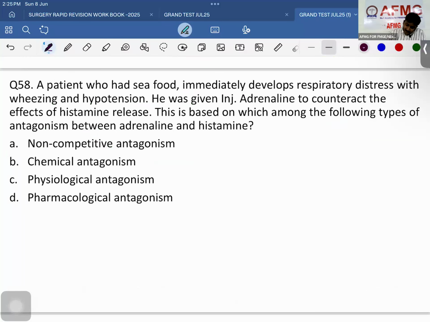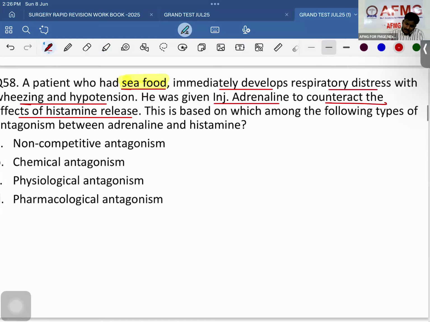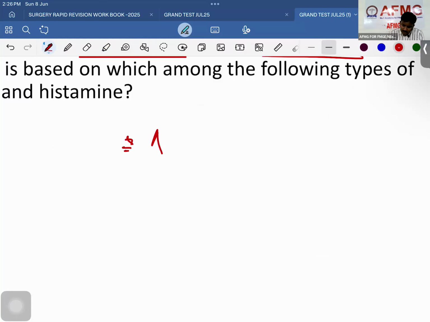Question number 58, if I talk about beta, is a patient who had seafood immediately develops respiratory distress. Along with that, the patient also develops wheezing and hypotension beta. He was given an injection of adrenaline to counteract the effects of histamine release. ठीक है, हमें पता है if the patient has eaten seafood बेटा, उसके बाद immediately if he starts developing respiratory distress, wheezing and hypotension, मतलब the patient has developed what?